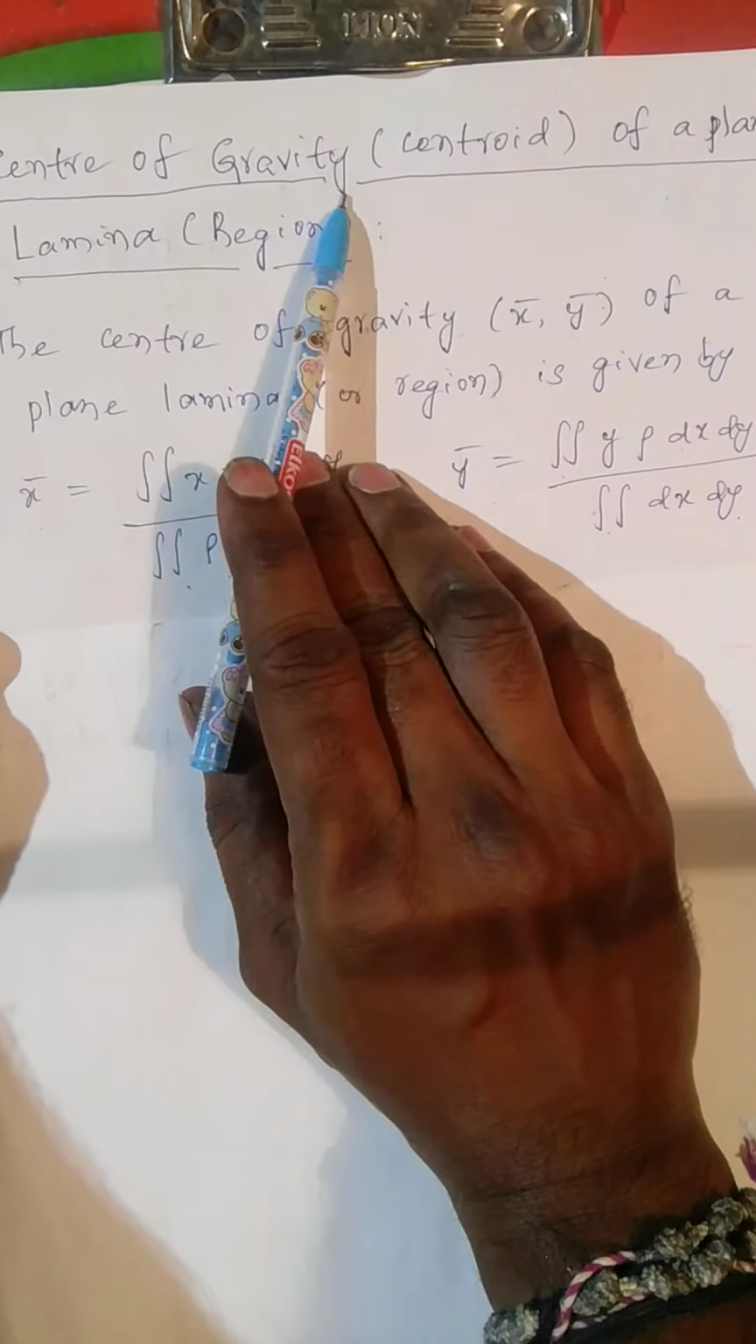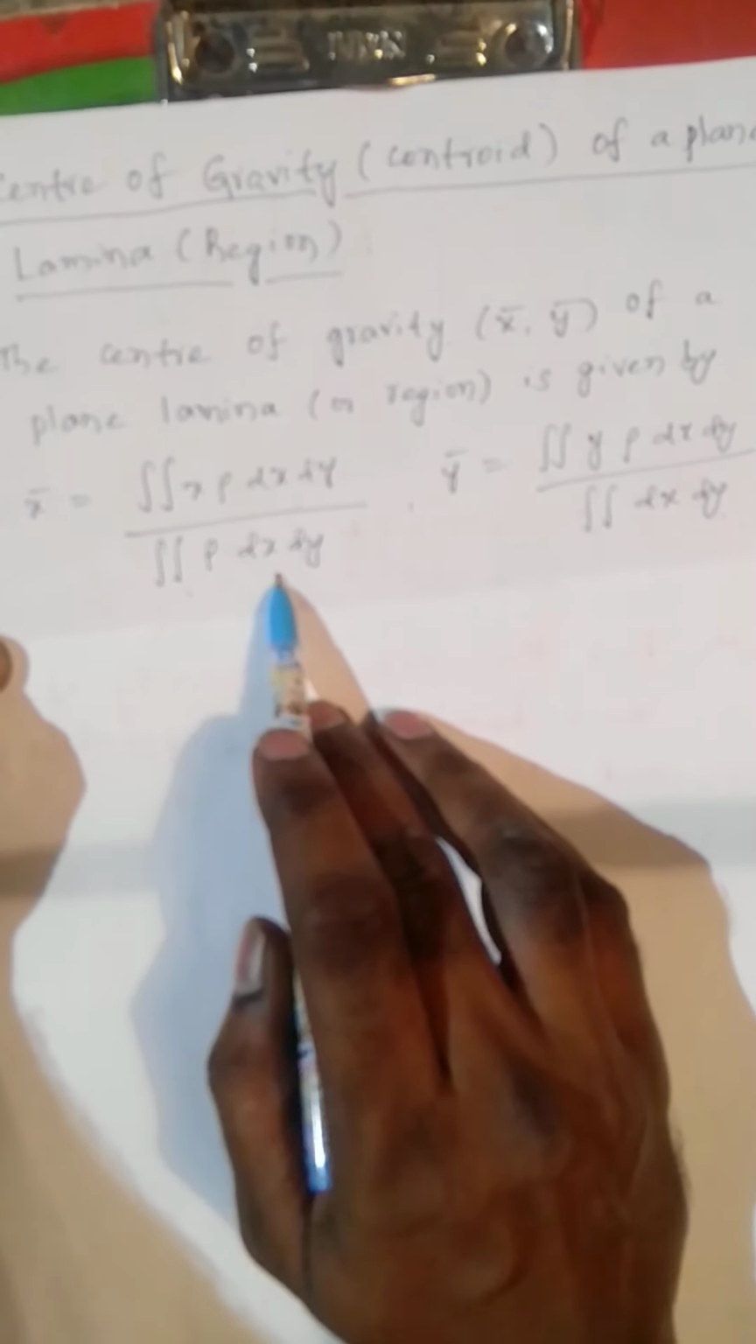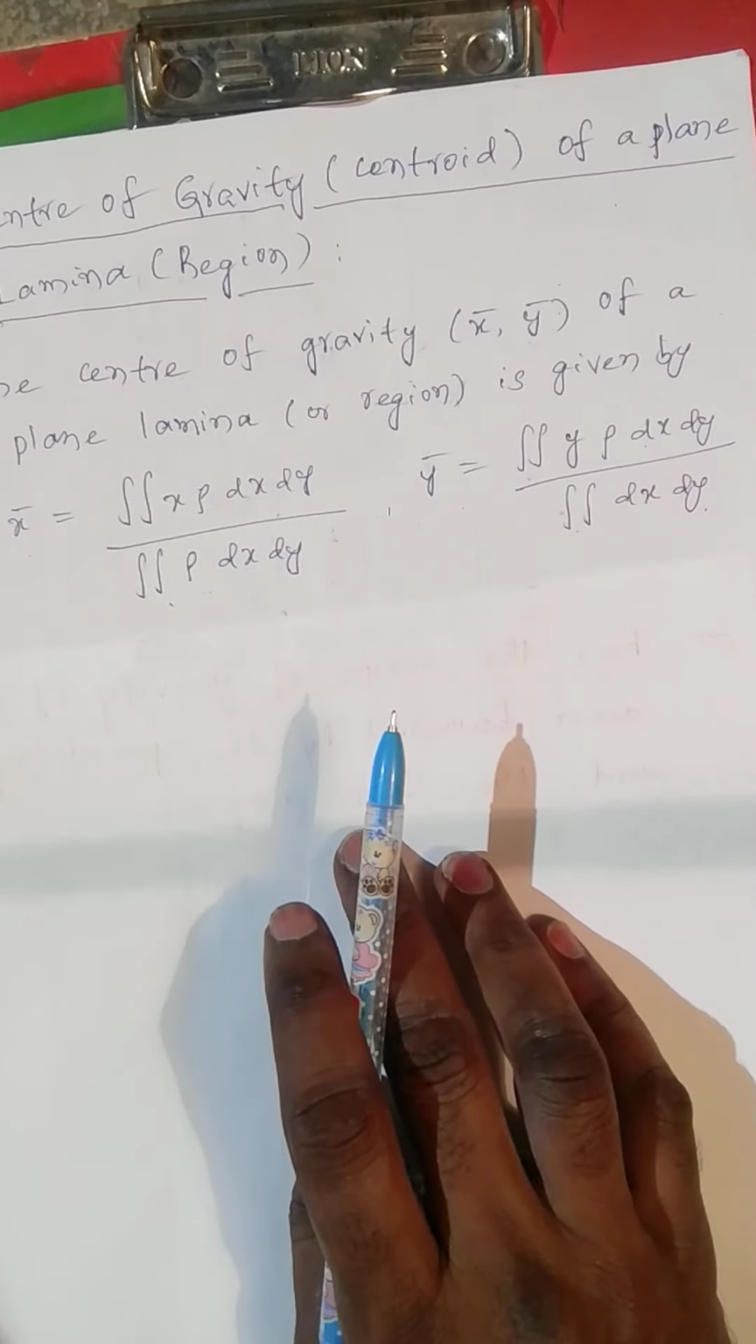Today in my session, I'm going to discuss the topic: the center of gravity and centroid of a plane lamina or region. The center of gravity (x bar, y bar) of a plane lamina can be calculated using this formula. x bar equals double integral of x times rho dx dy divided by double integral of rho dx dy, and y bar equals double integral of y times rho dx dy divided by double integral of rho dx dy. So by using this formula we can find the center of gravity of a plane lamina.